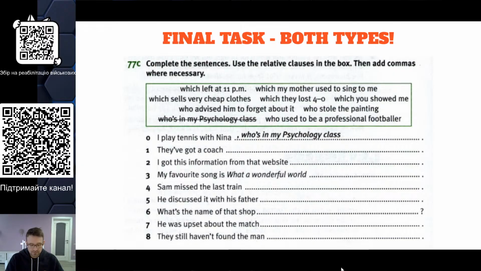Then number four, we've got here, Sam missed the last train, comma, which left at 11 p.m. Because once again we have got the complete idea. Sam missed the last train. There's only one last train, I know which train we're talking about. So which left at 11 p.m. is extra information about the train, and so here we should use the comma.